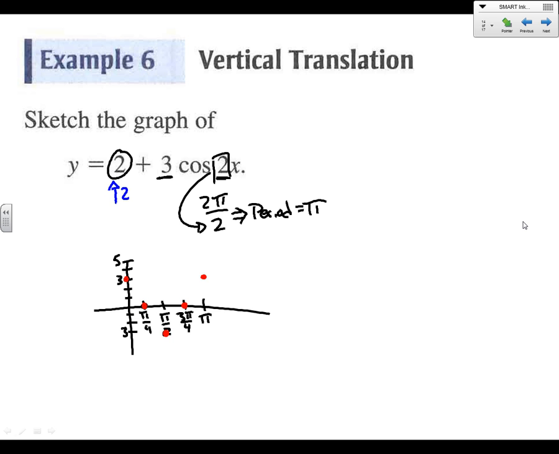So this red dot gets shifted from 3 up to 5. We go from 0 up to 2. From negative 3, so that's a negative in there, up to negative 1. From 0 to 2, and from 3 up to 5. So there is our cosine curve for one period if we're shifted up by 2. See if you can put this all together.